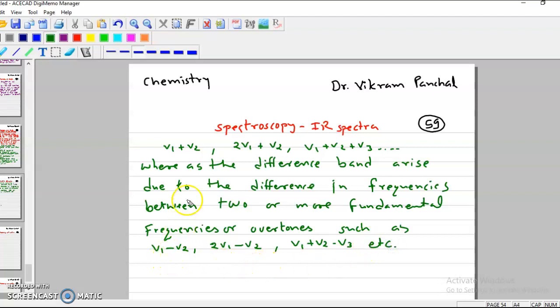So these are the reasons for having more bands than what we expect in IR spectra.